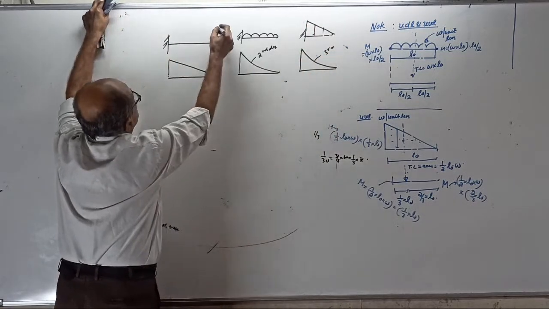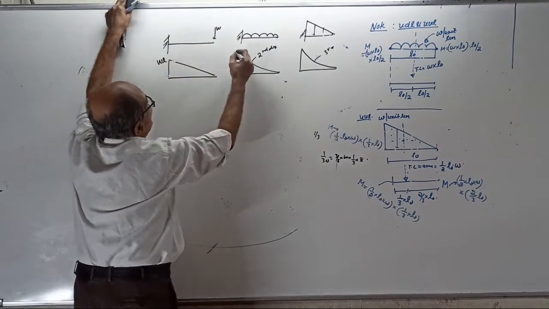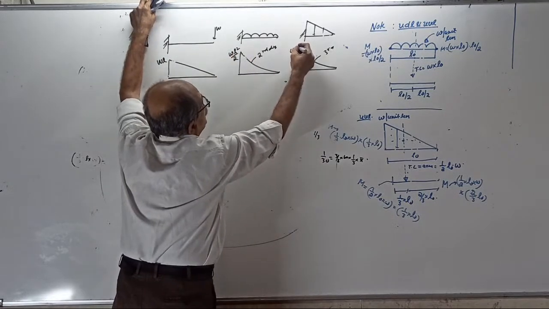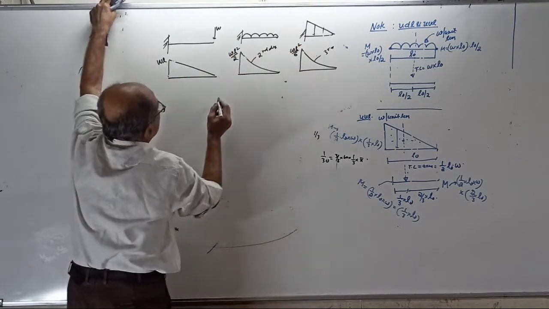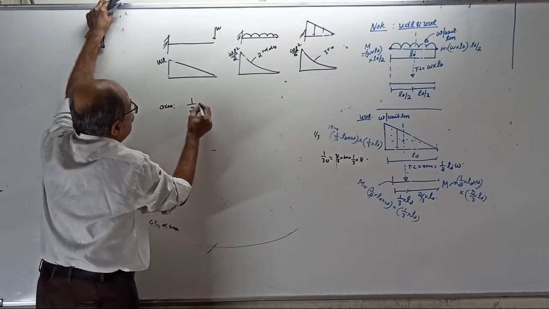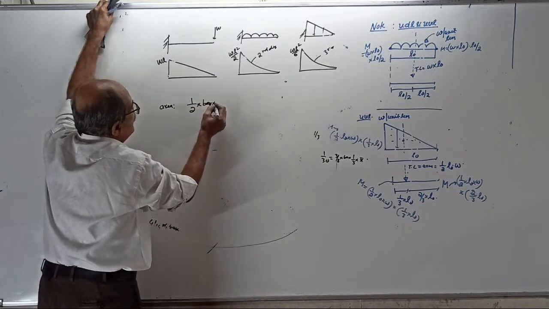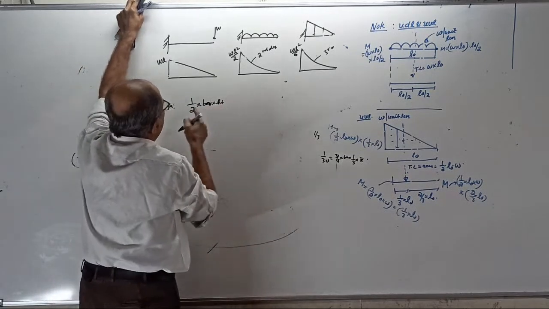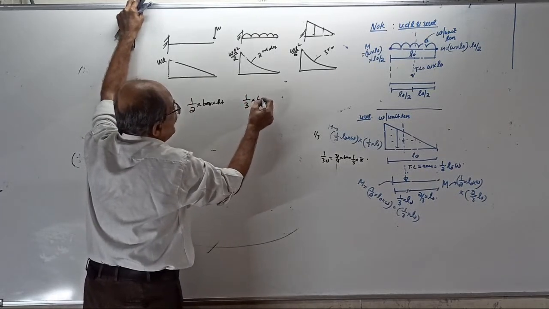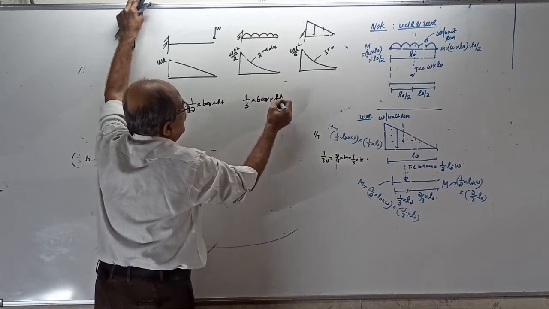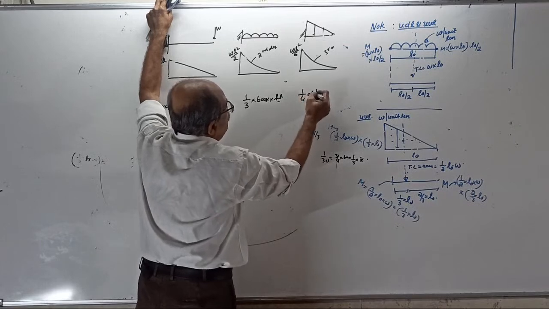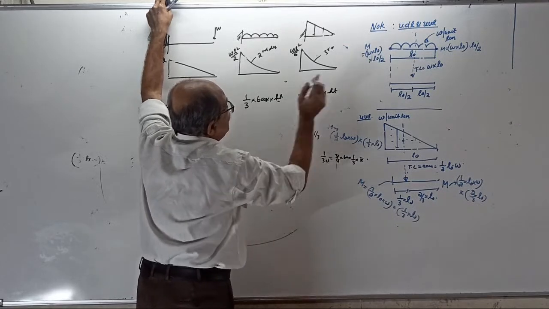This BM is W here. This is WL. This is small w into L square by 2. This is small w into L square by 6. Now see, area here. Here area is half into base into height. Here area, increase the number. Instead of 1 by 2, it is area equal to 1/3 of base into height. Here area, 1 by 2, then 1 by 3, then 1/4 of base into height. See how beautifully tallying.